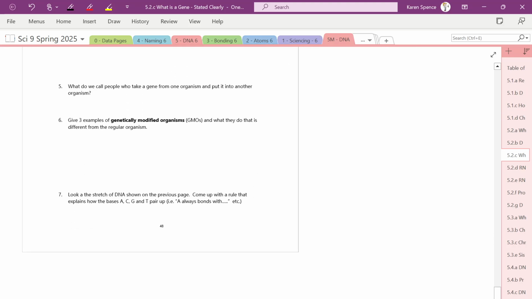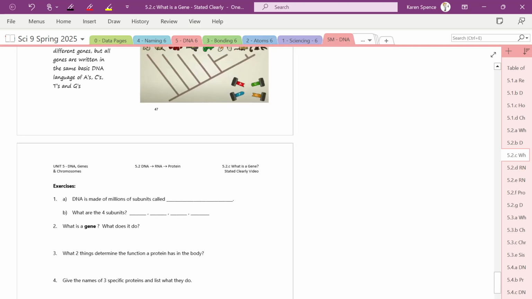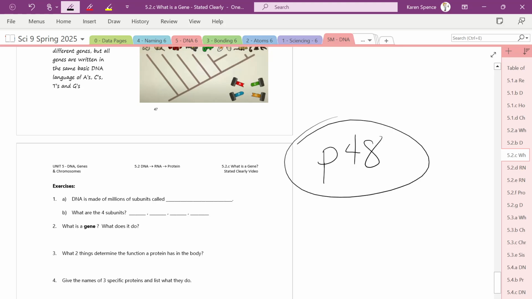All right, so we have some questions here on page 48. So what I'd like you to do is I would like you to do page 48. And then you are going to add on to your cheat sheet for your quiz on Wednesday, which is tomorrow. Okay.